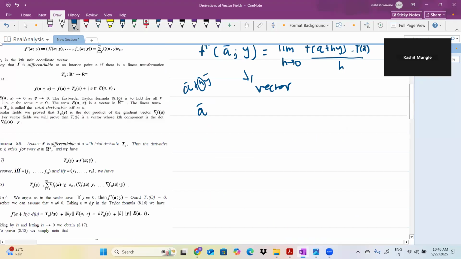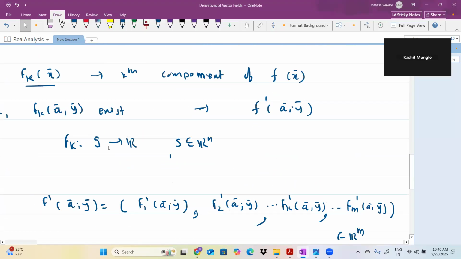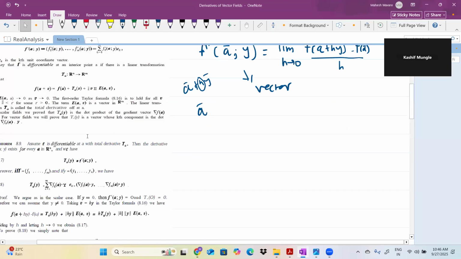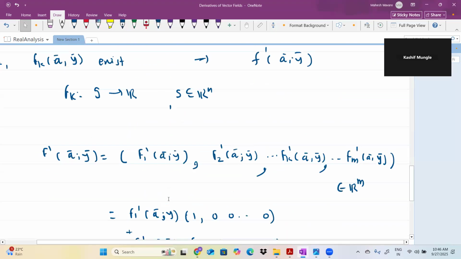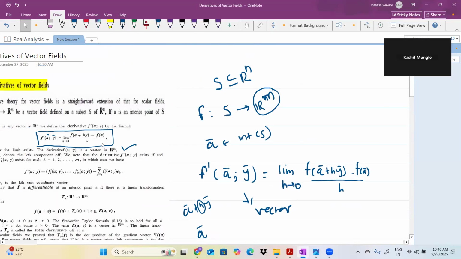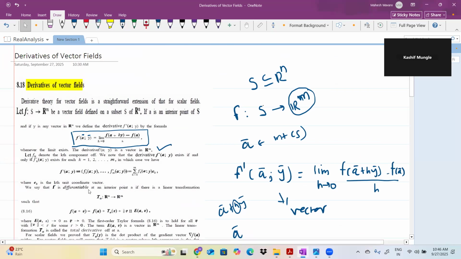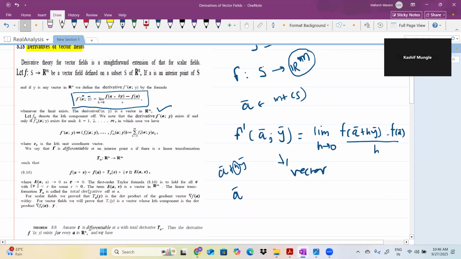And for each scalar quantity, you know how to calculate it. For each k, you can calculate easily. So in this way, this will become a vector, f dash a bar in the direction y bar. The summation is mentioned here. That ek is the kth coordinate unit vector.